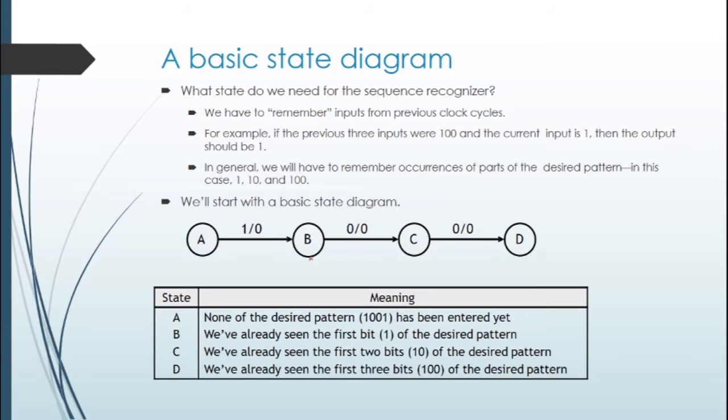Now if there is a one input in the system, that means this is the first one. So we can see here that the pattern has started. When the pattern has started, the state moves from A to B. That B means that we have already got one bit in the pattern. We have already seen the first bit, one. First one is there. It means the pattern has started. We are now in state B.